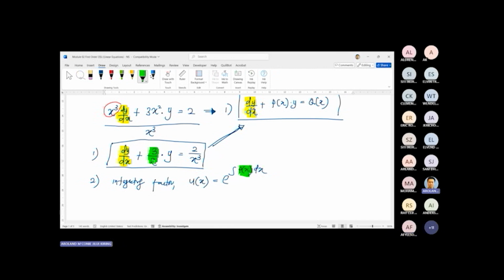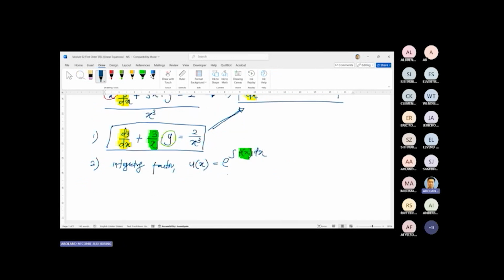This 3 over x is your P(x), because if you compare with the standard form, anything in front of your function y is your P(x). So put your P(x): you have e to the power of the integral of 3 over x dx. You need to integrate 3 over x. How to integrate? 3 is a constant, so you put the constant outside and just integrate 1 over x dx.